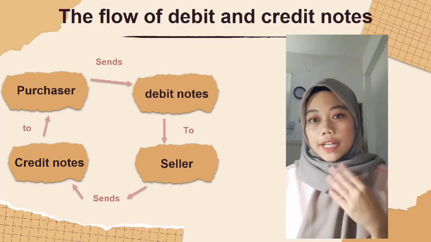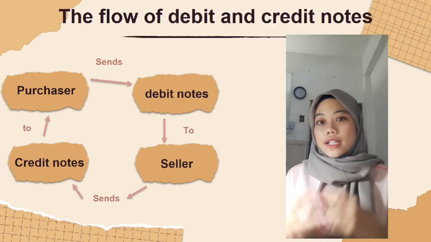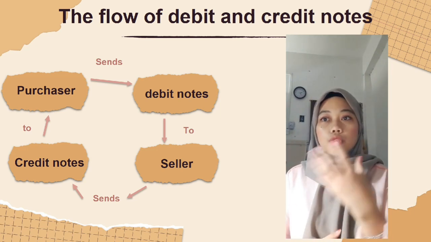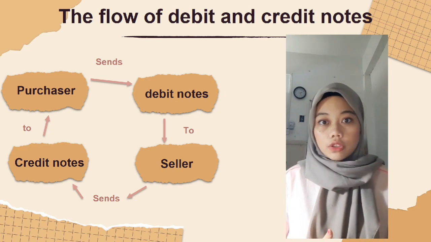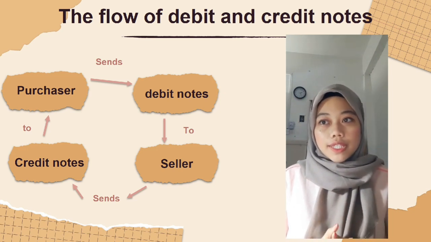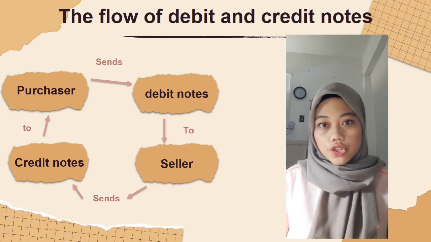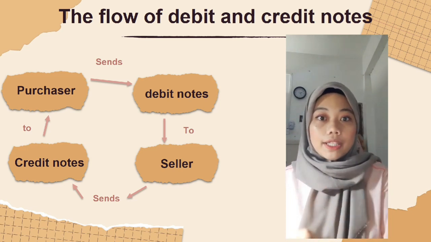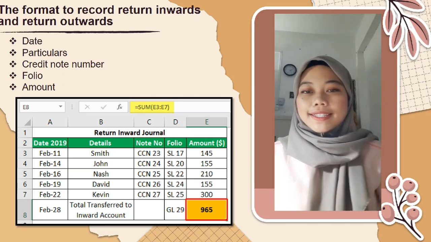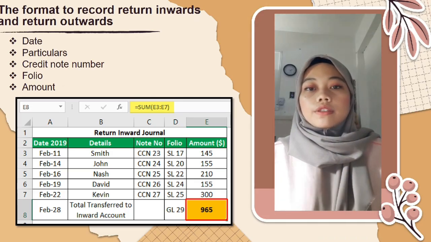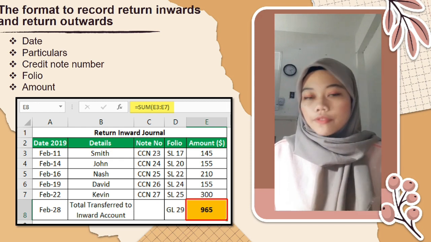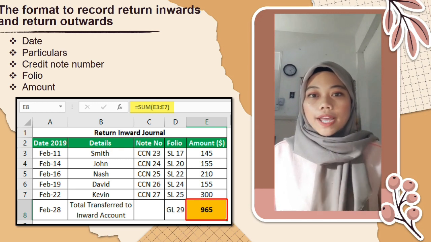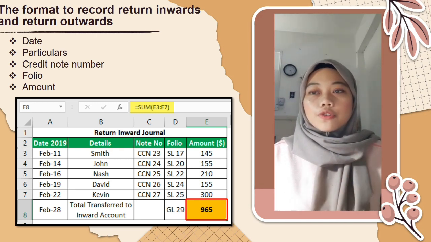This is the flow of credit and debit notes. A purchaser will send a debit note to the seller when the goods are returned as they are found unsatisfactory. Next, the seller will send a credit note when they have undercharged or sent additional items, to acknowledge the debit note that was sent by the purchaser. This is the format to record returns outwards and returns inwards journal. There are 5 pieces of information that you need to include, which are dates, particulars, credit note number as the reference, the folio, and also the amount.